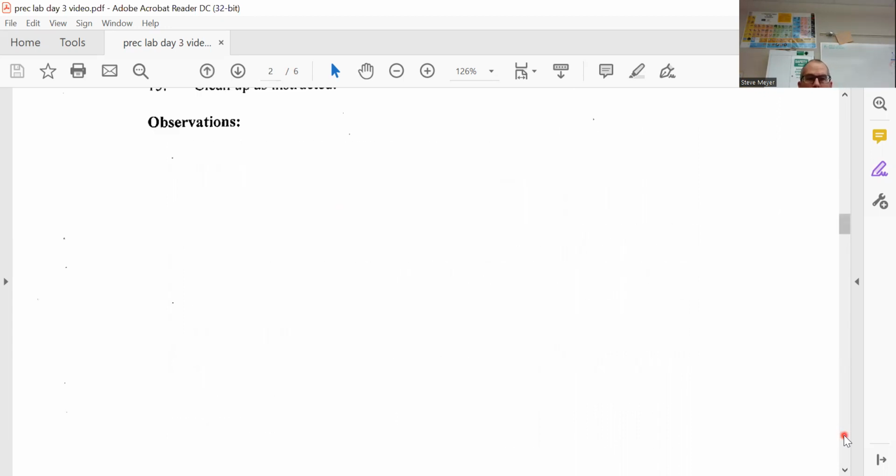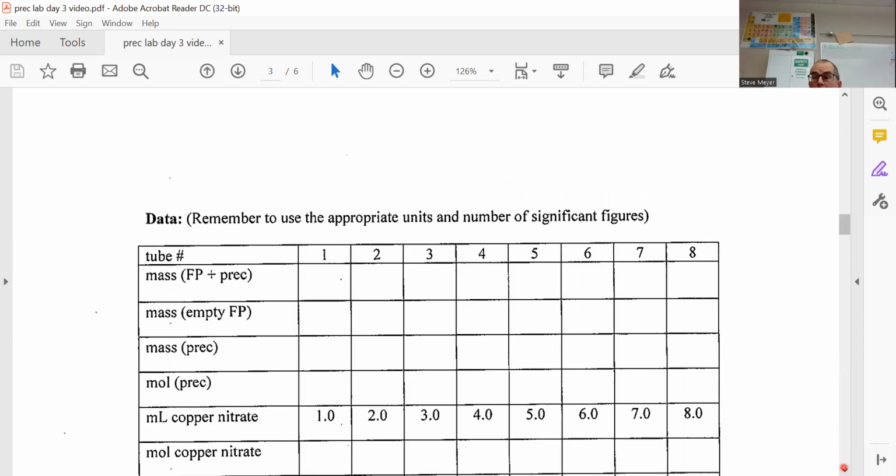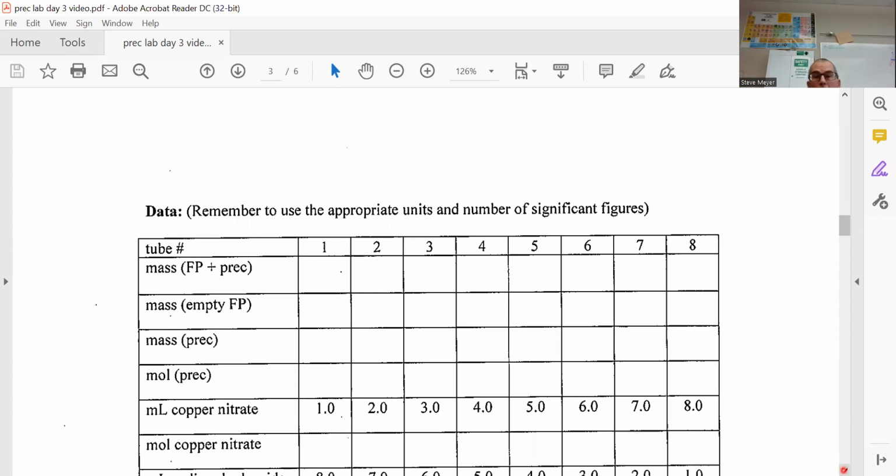Okay, you had some observations. Data, okay, this is what we did with day 3. You got the mass of the filter paper plus precipitate, subtract out the mass of the empty filter paper, and you can get the mass of just the precipitate. Okay, in a moment, I'll show you which group you have, and you can get these numbers 1 through 8 going across, and then the mass of the empty filter paper is going to be the same all the way through here. Once you get that data, then you can subtract to find the mass of the precipitate.